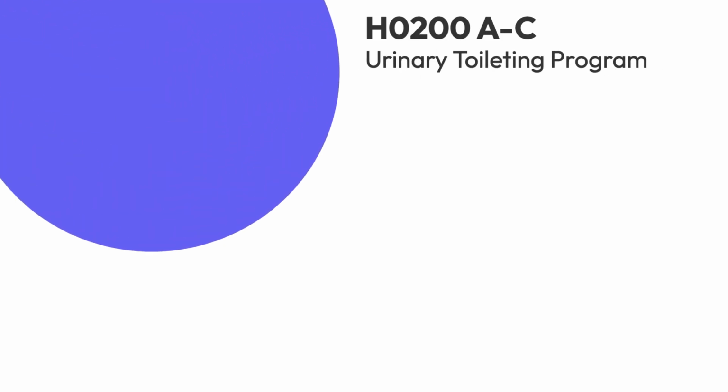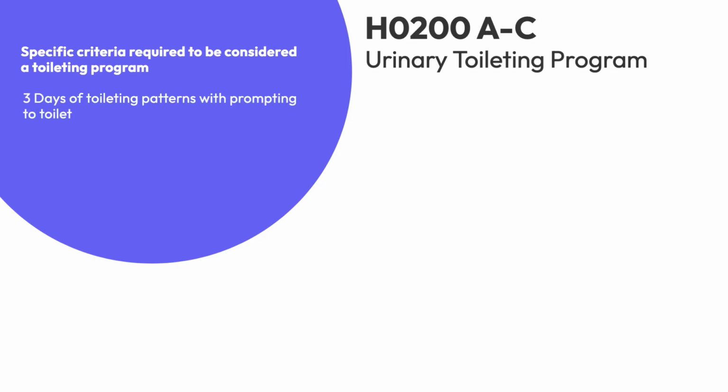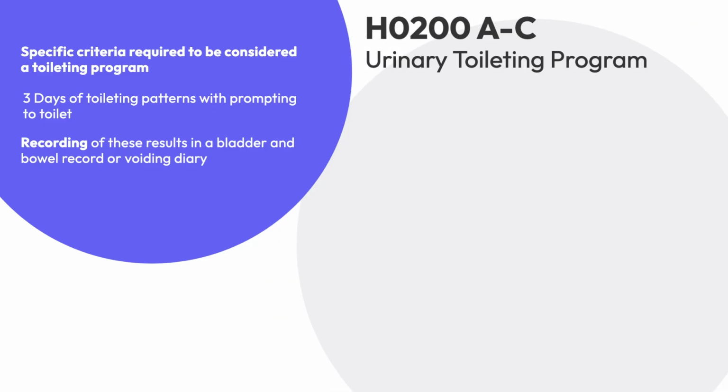Our next item set found in this section will be H0200A through C, urinary toileting program. Before we jump into these items, it's important to note the specific criteria that is required in order to be considered a toileting program for purposes of completing this section. Toileting programs should have at least 3 days of toileting patterns with prompting to toilet, and recording of these results in a bladder and bowel record or voiding diary is present.